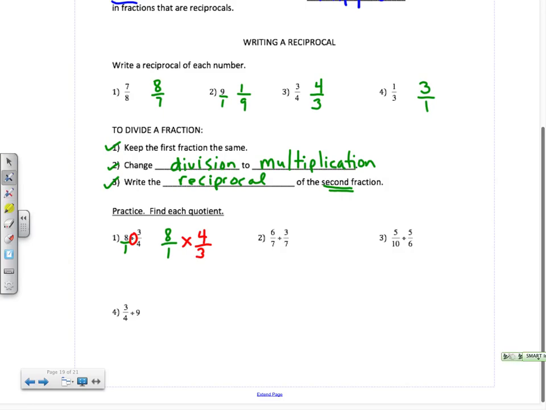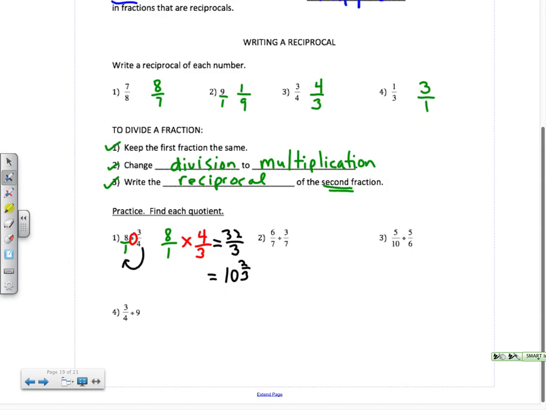Now we multiply like we're used to multiplying regular problems. I can't cross cancel first. 8 times 4 is 32. 1 times 3 is 3. That's improper. I know 3 goes into 32 10 times. 2 will be my remainder, and 3 is my denominator. Okay, so remember, we're really asking how many 3/4 are in 8? Well, there's 10 and 2/3 of those 3/4 in 8. Let's try the next one.